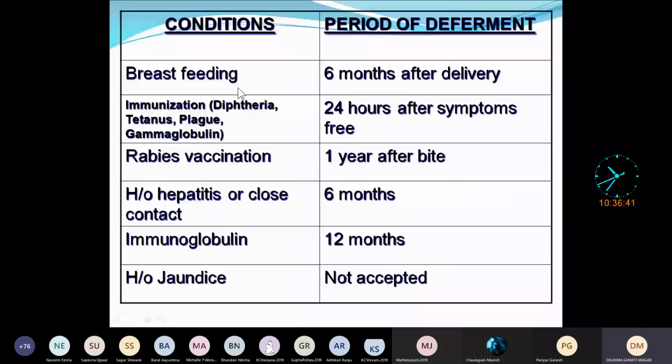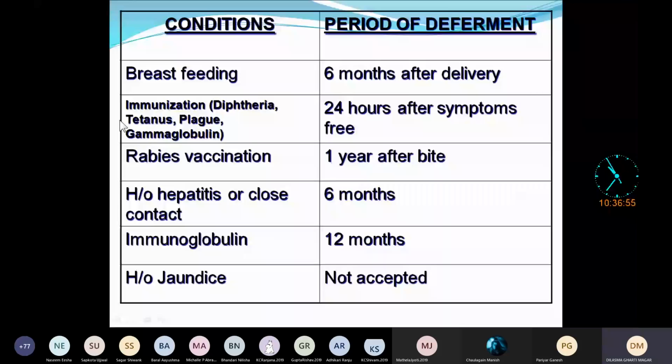So in case of breastfeeding, and in case of pregnancy also, and in case of menstruation also, we will not take blood. So breastfeeding, 6 months after delivery. So whenever there is immunization, suppose sometimes we give the immunization, isn't it? So one takes the immunization.